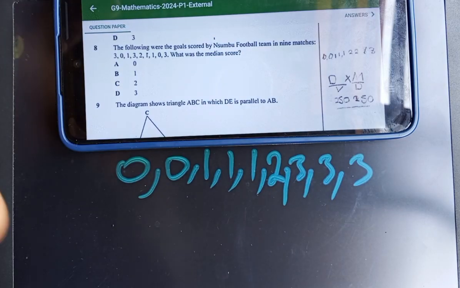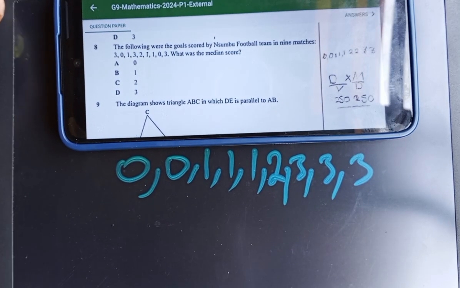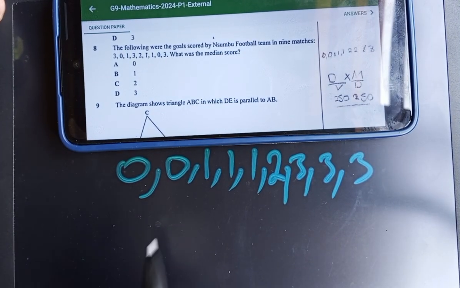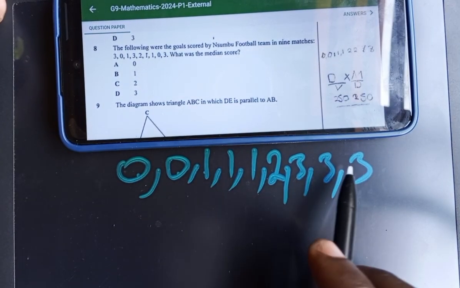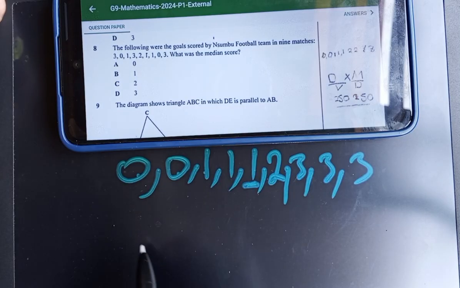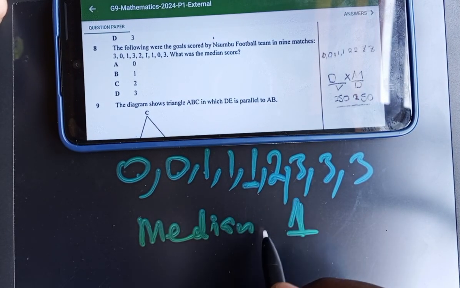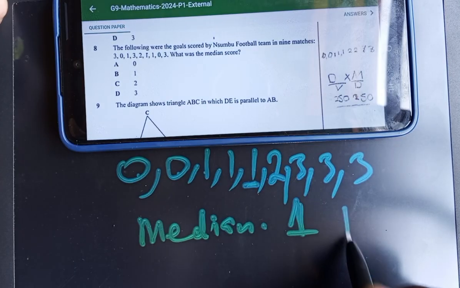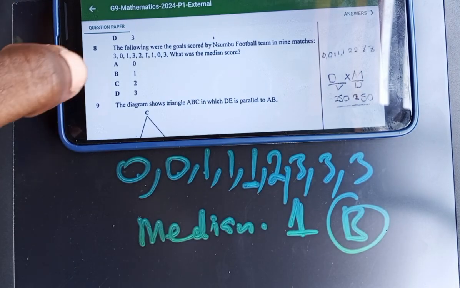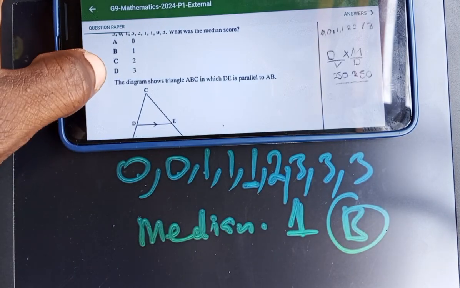There are 9. Now, upon arranging them in ascending order, we are going to pick the middle number. You can see 1, 2, 3, 4. The middle one is 1. So the median in this case is 1. So what's the answer here? The answer is B for question 8. Okay, let's proceed.